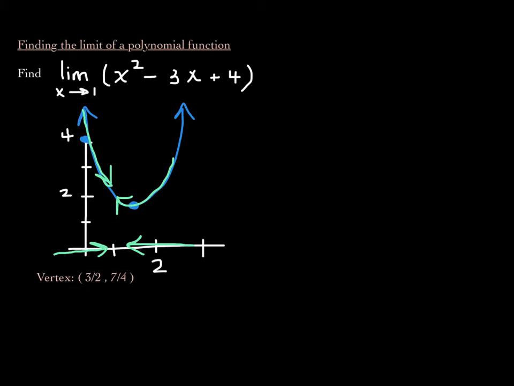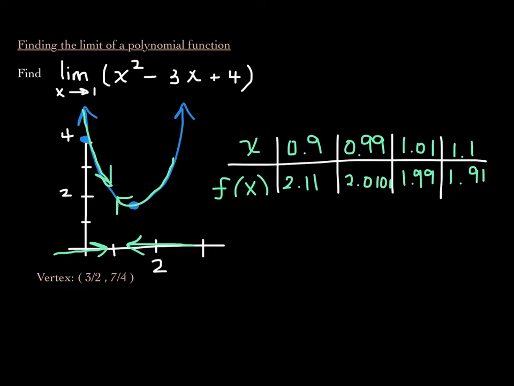So as x approaches 1 from the left and from the right, it seems as if the function values are approaching 2. What we can do to confirm this is start plugging in some x values that are close to 1 from the left and close to 1 from the right, and then inspect their outputs.